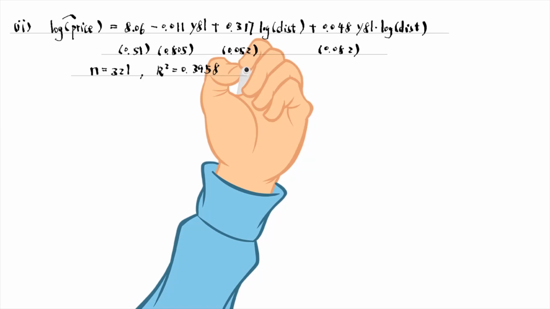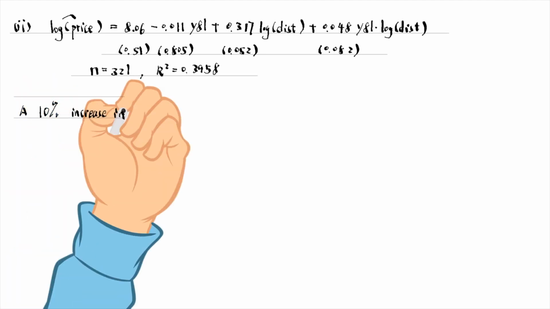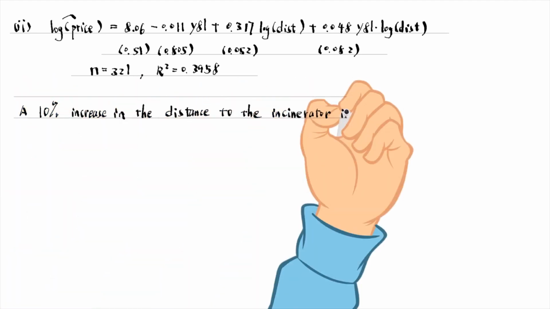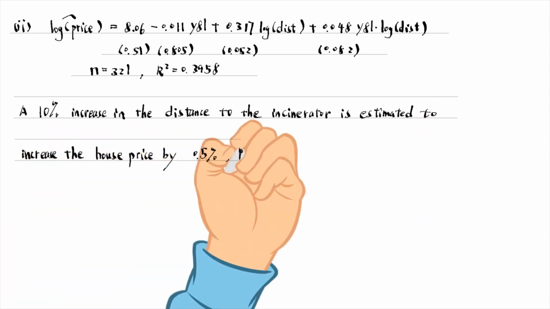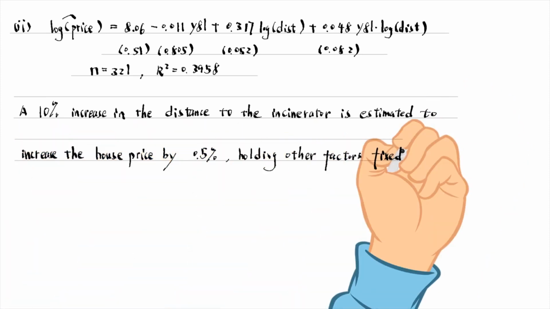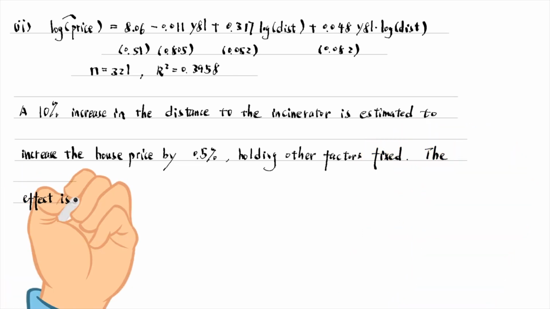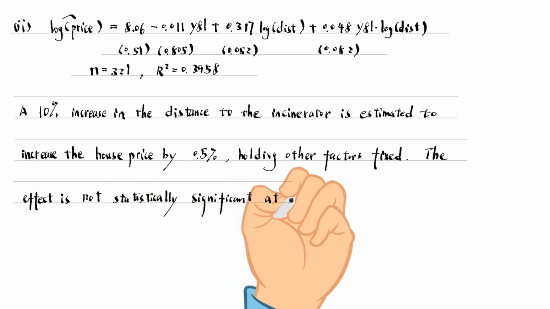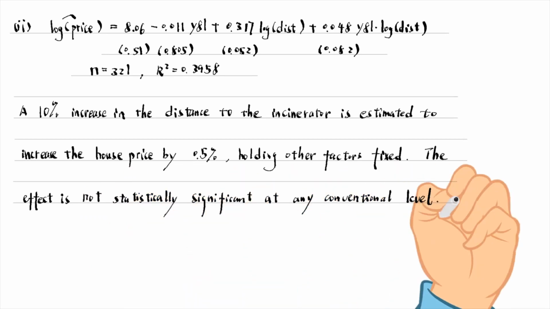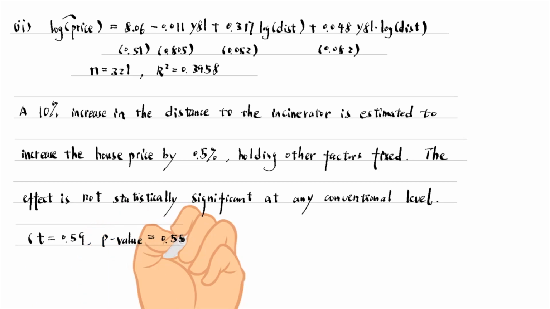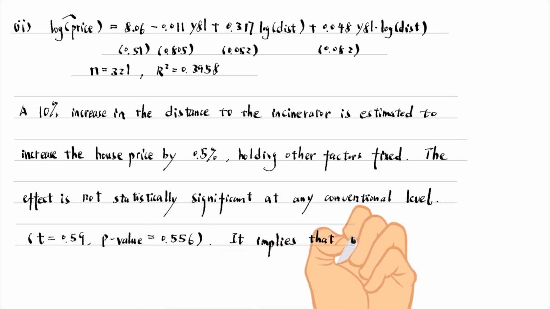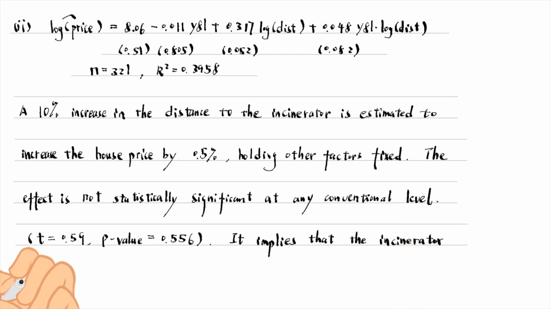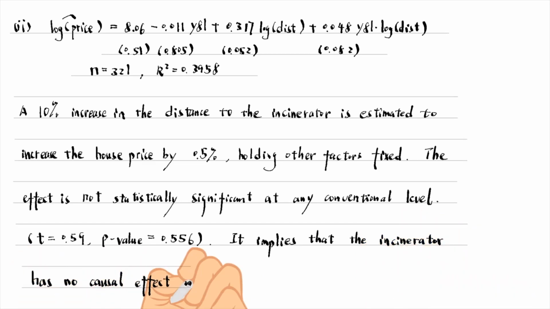A 10% increase in distance to the incinerator is estimated to increase the house price by only 0.5%, holding other factors fixed. The effect is not statistically significant at any conventional level, with a t-statistic of 0.59 and a p-value of 0.556. It implies that the incinerator has no causal effect on the home value.